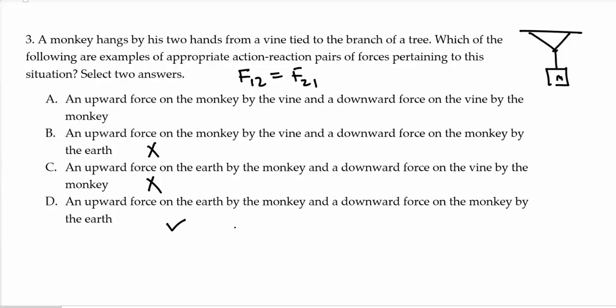Yes. No. Yes. An upward force. Remember, please look up. Action-reaction pairs never act on the same body. An upward force on earth by monkey, a downward force on monkey by earth, they're acting on two different bodies. Look at the first option. Even though it's a possibility, an upward force on monkey, a downward force on what? On vine by monkey. So this is correct. And this is correct. So the answer is A. And the answer is what? D.